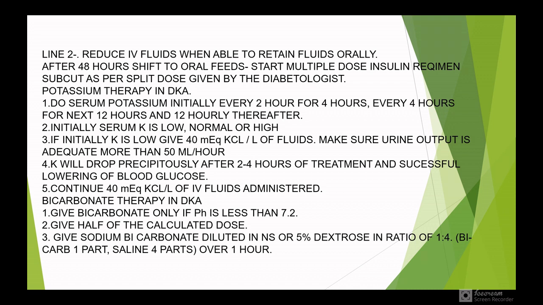Potassium therapy in DKA, what do you have to do? Check serum potassium initially every 2 hours for 4 hours, then every 4 hours for the next 12 hours, or 12 hourly thereafter. Initial serum potassium is low, high or normal. If initially potassium is low, give 40 mEq per hour, provided urine output is adequate, more than 50 ml per hour. When the potassium drops precipitously after 2 to 4 hours of treatment and successful lowering of blood glucose, continue 40 mEq of KCl in the IV fluid administered.